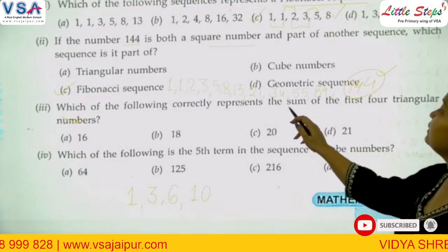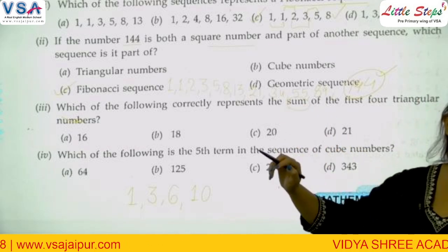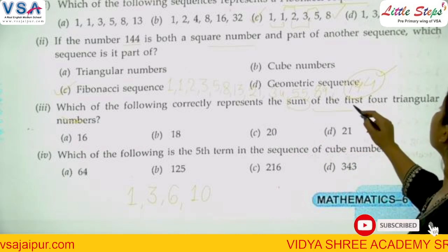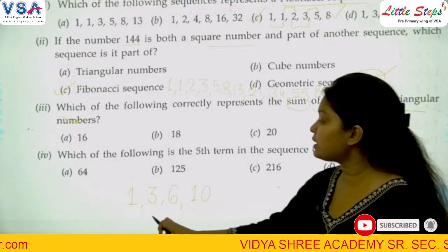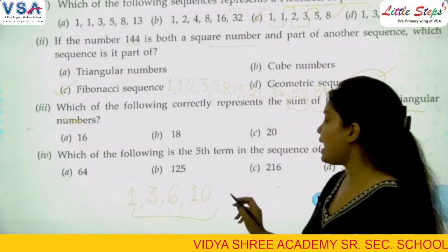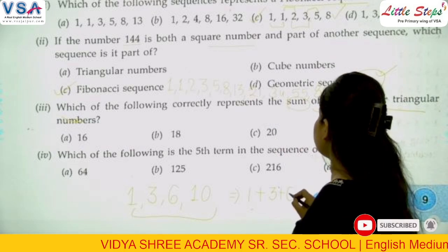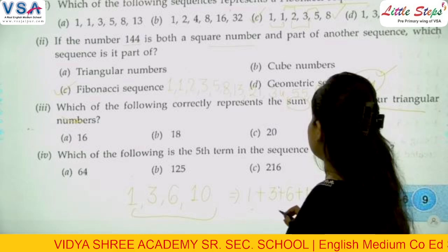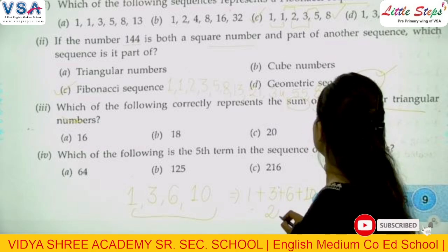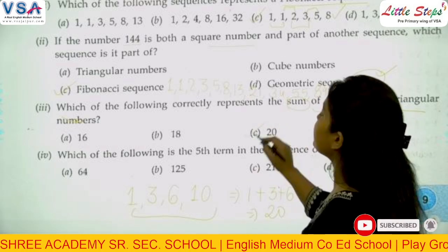What do we need to do? The meaning of sum is add. We have to add the first 4 triangular numbers. These are the first 4 triangular numbers. Add them and tell me how much it comes to. What is the sum? The sum is 20. Option C is the correct answer.